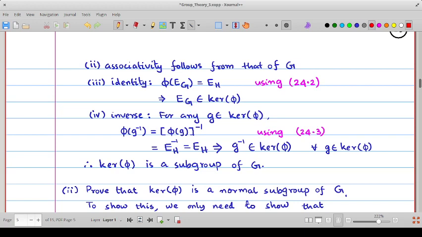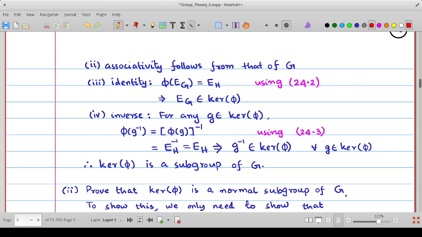And the next one is for any element G in the kernel of phi, we will show that G inverse is also an element of kernel of phi. To see this, consider the following. Phi of G inverse, because of the property that we discussed earlier, should be equal to inverse of phi of G.